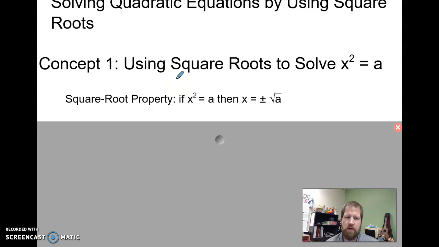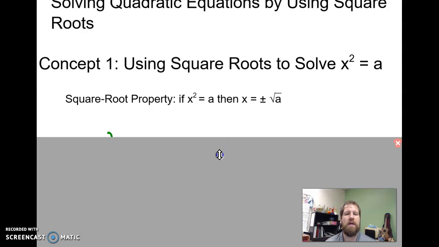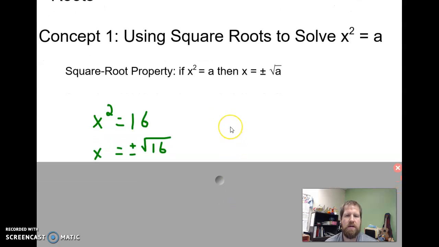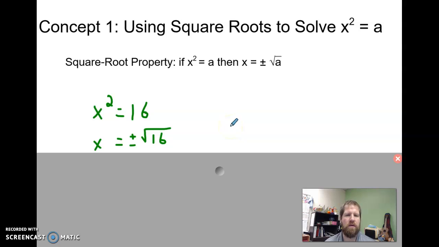The square root property is basically saying that if you have x squared equal to some value, then x is going to equal the positive or negative square root of that value. We've used this before, we kind of already know it, but it's important to think about because there are some cases when dealing with quadratic equations where it's a lot easier.